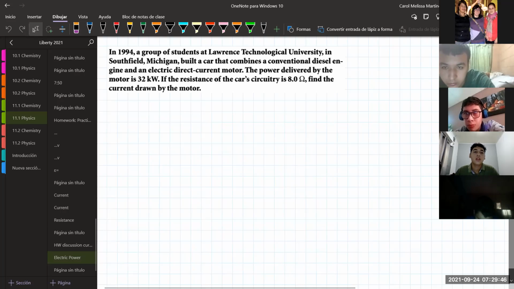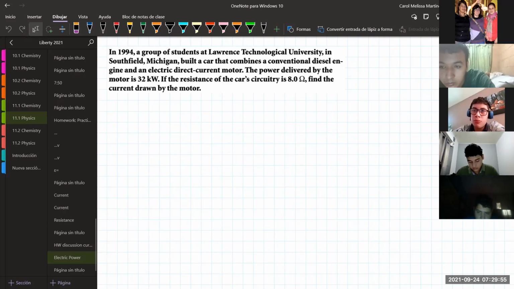In 1894, a group of students at Lawrence Technological University in Southfield, Michigan, built a car that combines a conventional diesel engine and an electric direct current motor. The power delivered by the motor is 32 kW. I guess that you know what the prefix k is because we use it a lot. If the resistance of the car circuitry is 8 ohms, find the current drawn by the motor.